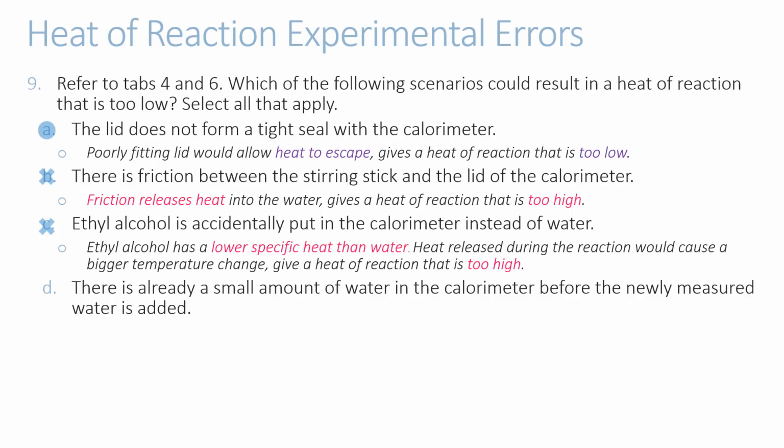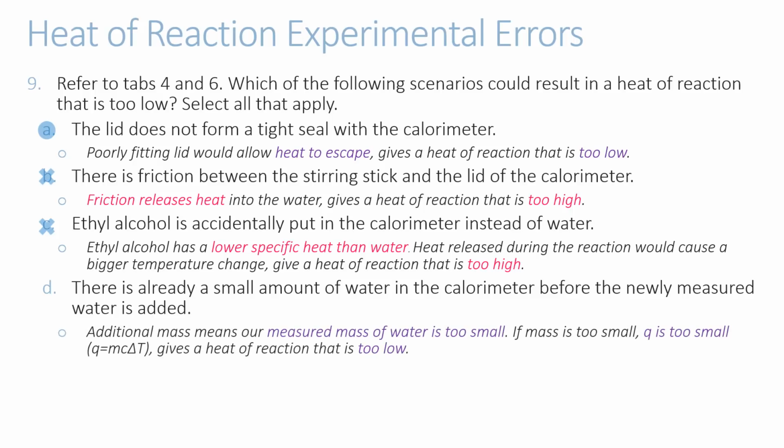D, there is already a small amount of water in the calorimeter before the newly measured water is added. So if we have additional mass in our cup that we haven't accounted for, that means that our number for mass is too small. So if mass is too small, heat is going to be too small because we calculated Q equals mc delta T. So this is also going to give us a heat of reaction that is too low. So choices A and D are the best choices.